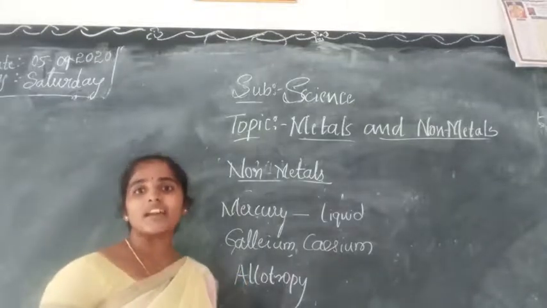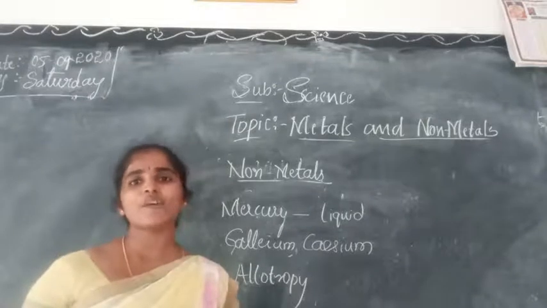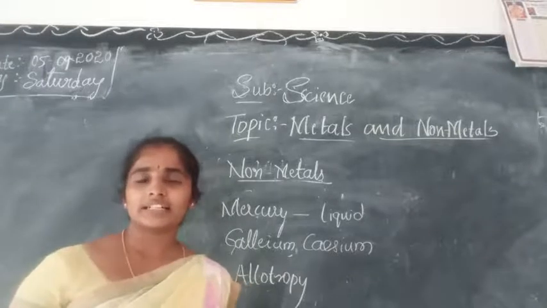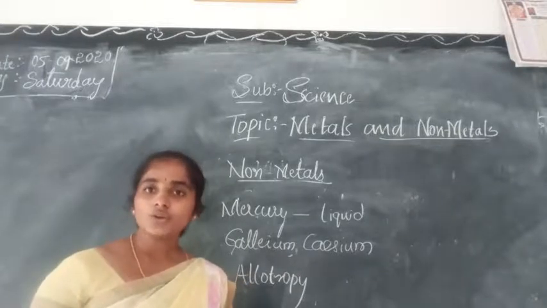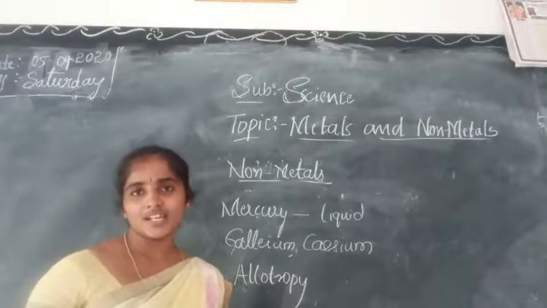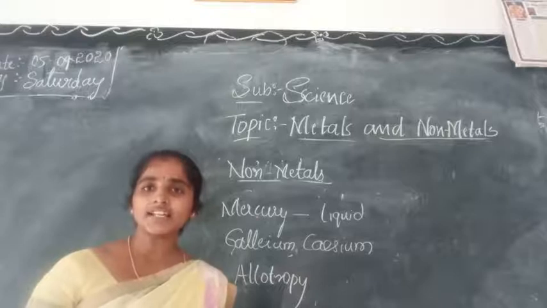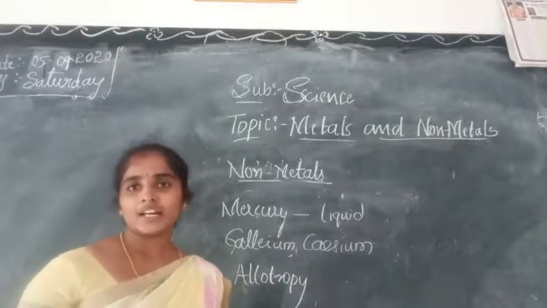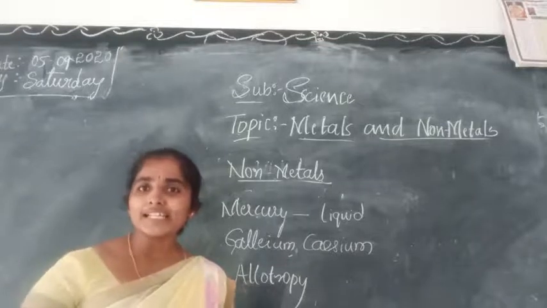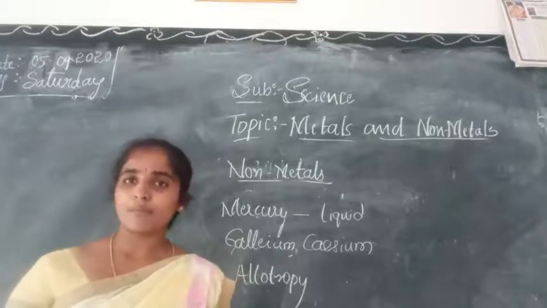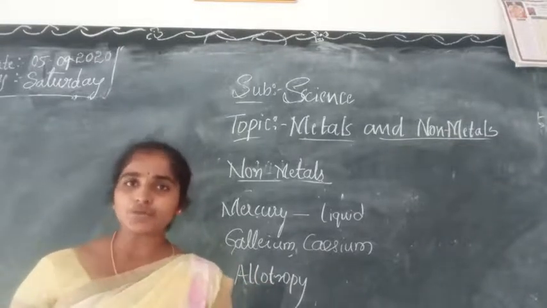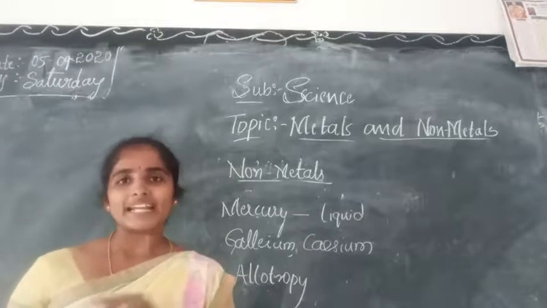Next is graphite. Graphite is another kind of non-metal, and graphite conducts electricity. Did you get it? Some non-metals have physical properties similar to those of metals.